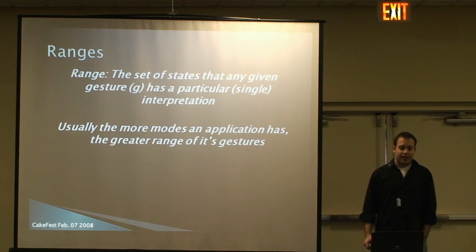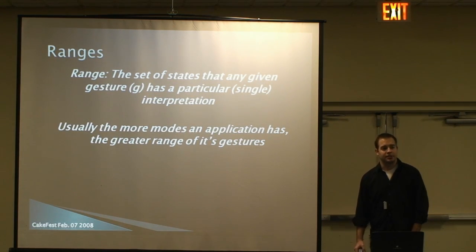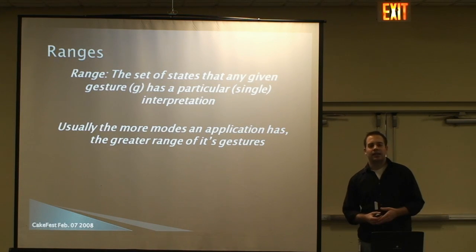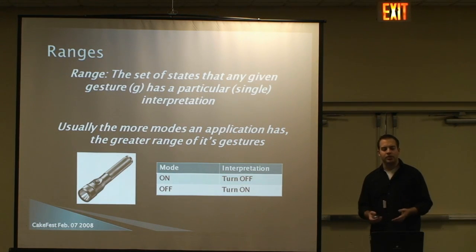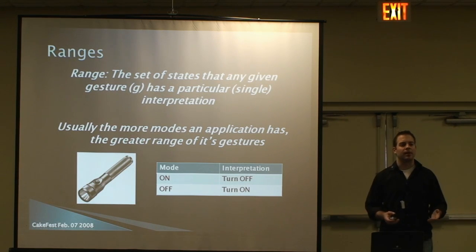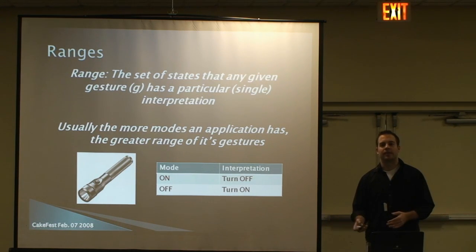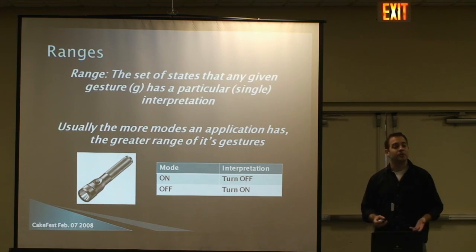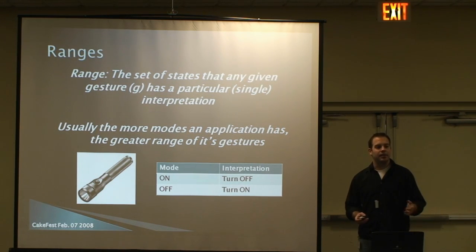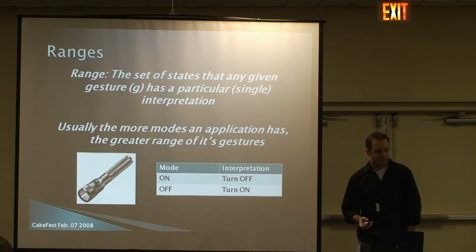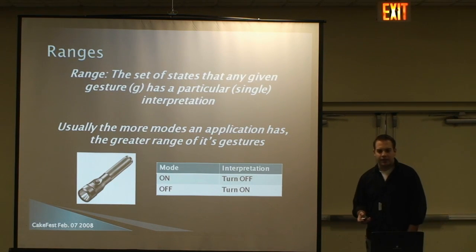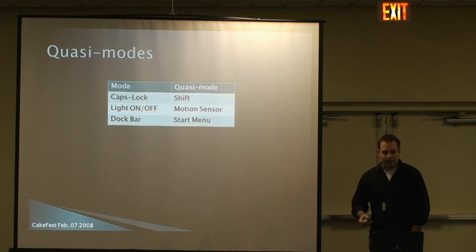Basically, the more modes an application has, the greater the range of its gestures. Exactly, the flashlight, on or off, and then you have the interpretation of off and on, as I said. But the more modes you have, the more likely a single button or a single element will have multiple things that it can do. And ultimately, it ends up confusing your user because the same gesture in different parts of the application doesn't have the same response. A good example of this, well, we'll discuss that here.